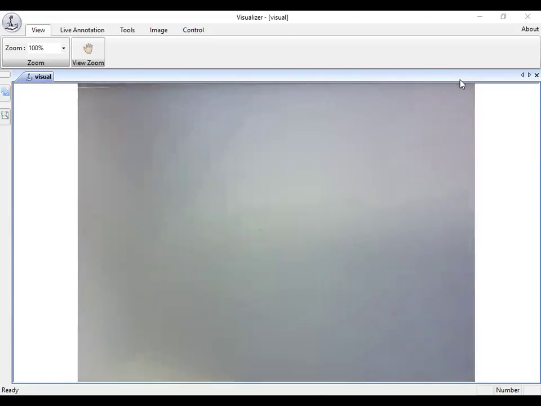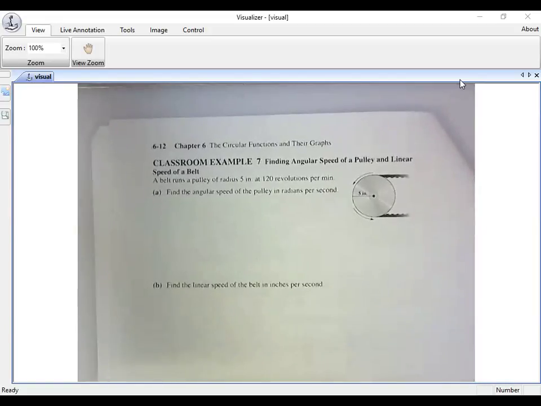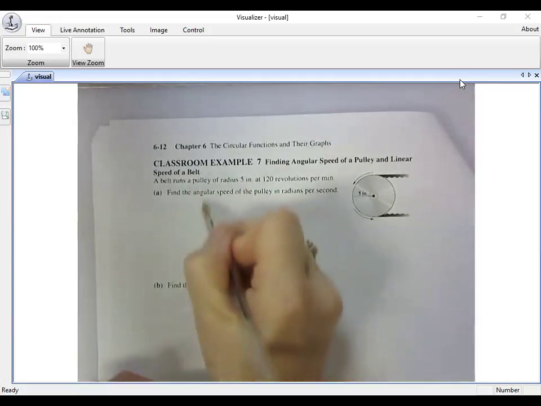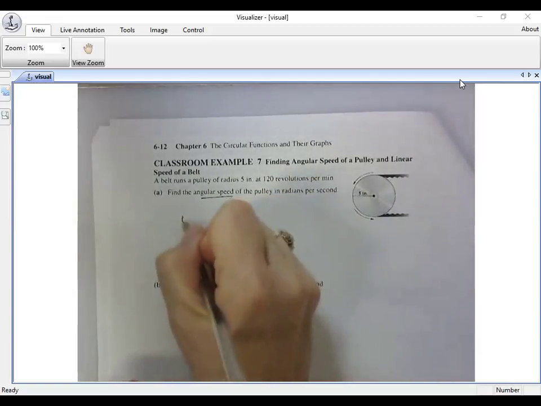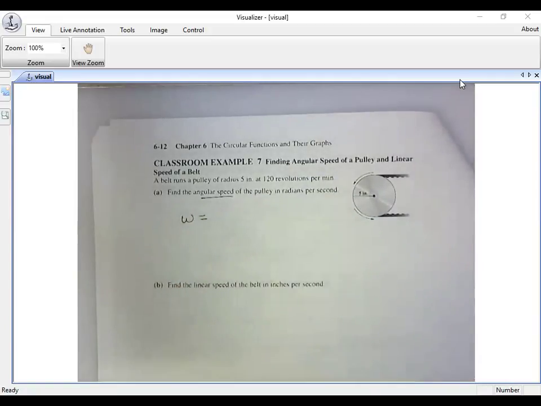All right. So let's see if we can do this one. We've got a belt that runs a pulley that has a radius of 5 inches, and it is traveling at a speed of 120 revolutions per minute. Now, what does it ask us to do? It says find the angular speed of the pulley in radians per second. Okay, angular speed is which formula? Good, that's omega.